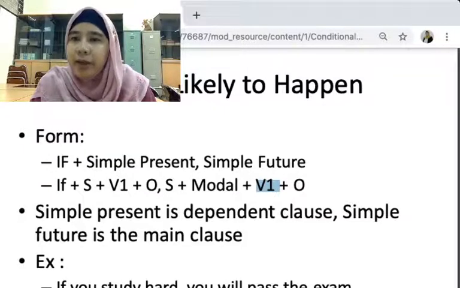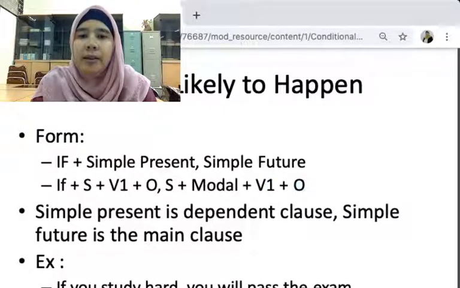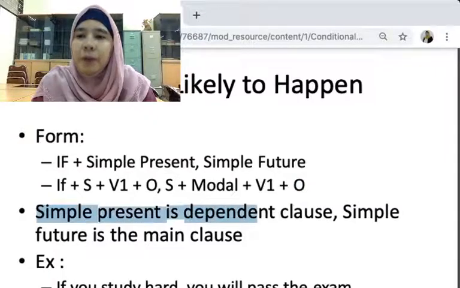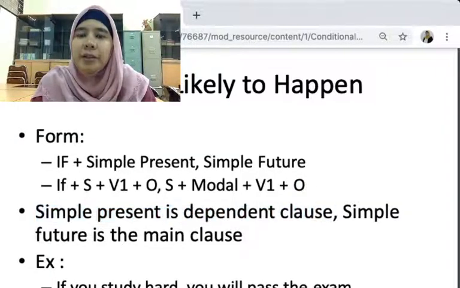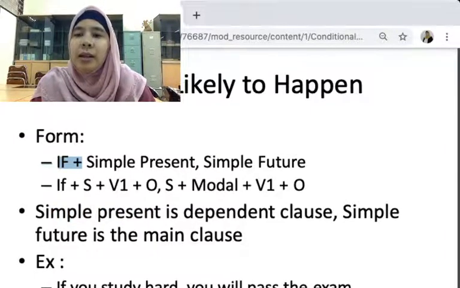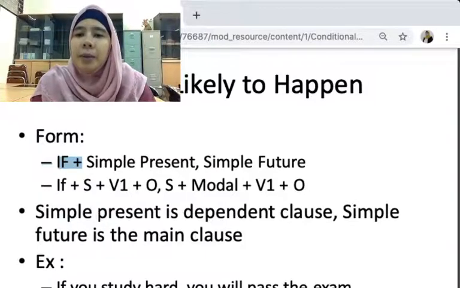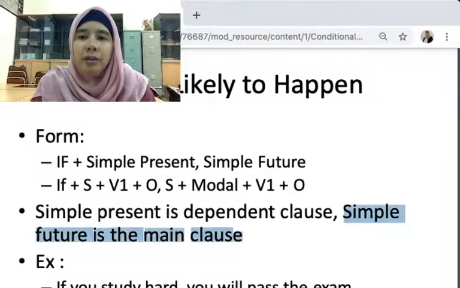Only verb 1, and then continue with the object. Okay, next, simple present is a dependent clause. Why is simple present a dependent clause? Because you have "if" here, so it is a dependent clause, a clause that depends on another clause. And then simple future is the main clause, or independent clause.